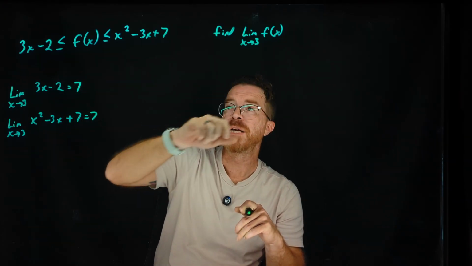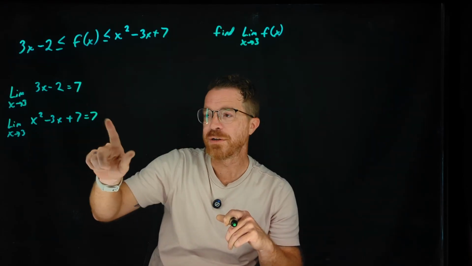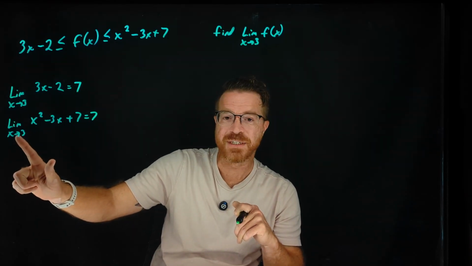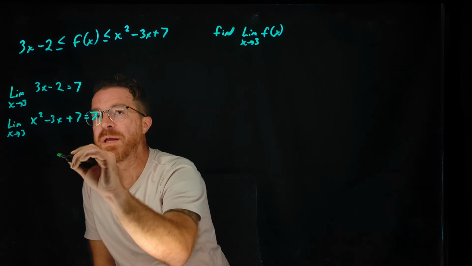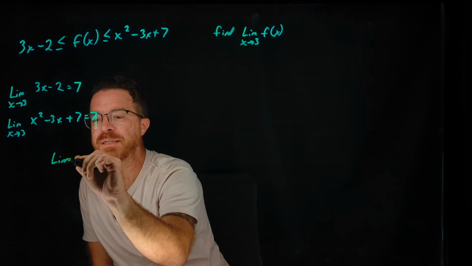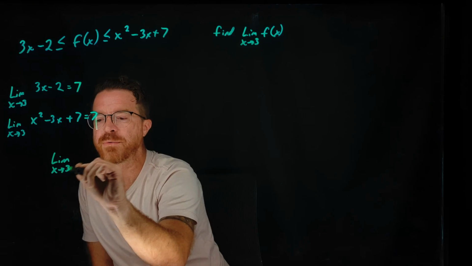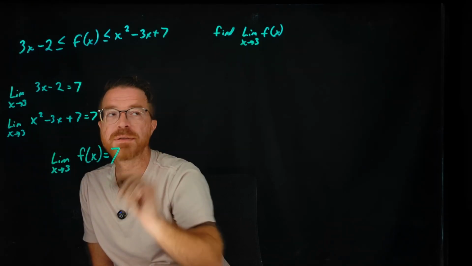So the function that is less than or equal to f of x converges to 7 as x approaches 3. The function that is greater than or equal to f of x also converges to 7 as we take the limit as x approaches 3. This means that because these two are equal and f of x has to be between these two functions, the limit as x approaches 3 of f of x is equal to 7.